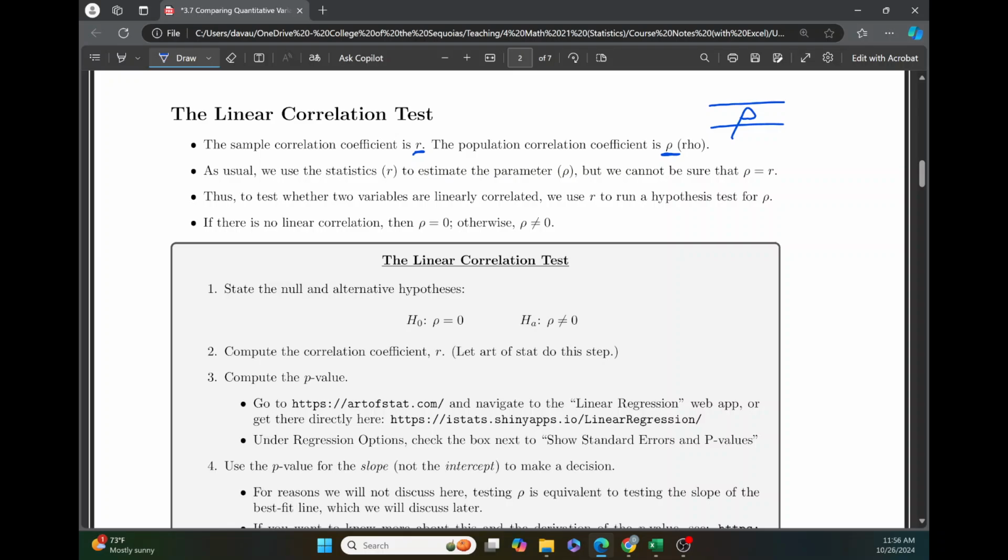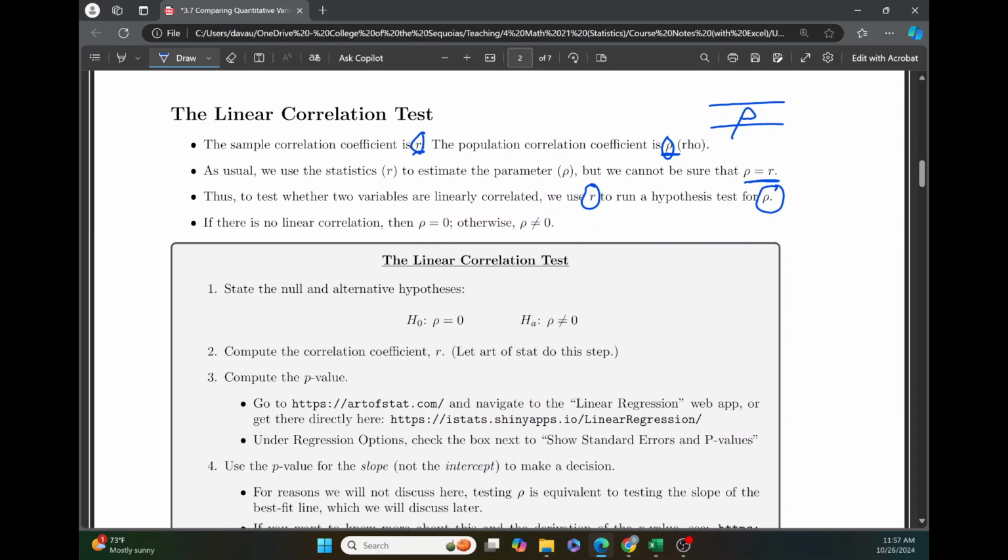So as usual, we use this statistic r to estimate this parameter rho. Okay, we can't be 100% sure that rho equals r, and so to test whether two variables are linearly correlated, we'll run a hypothesis test. We'll use our sample statistic r, our sample correlation coefficient r, to run a hypothesis test for our population correlation coefficient rho.